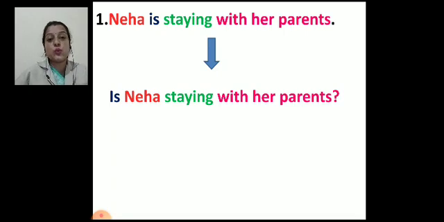Make sure that you won't repeat the helping verb twice. Don't write like this: is Neha is staying with her parents. No, if you have used the helping verb at the beginning, then after the subject the main verb will come directly. And don't forget to use the correct punctuation mark at the end.